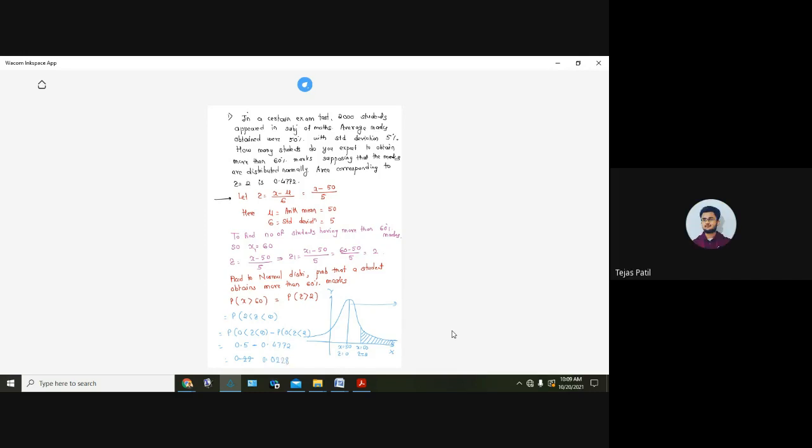Which probability is this? The probability that a student obtains more than 60%. This is the probability for a single student. Written here: according to normal distribution, the probability that a single student obtains more than 60% marks. Now we want to find the number of students. How many students are there? 2000 students.